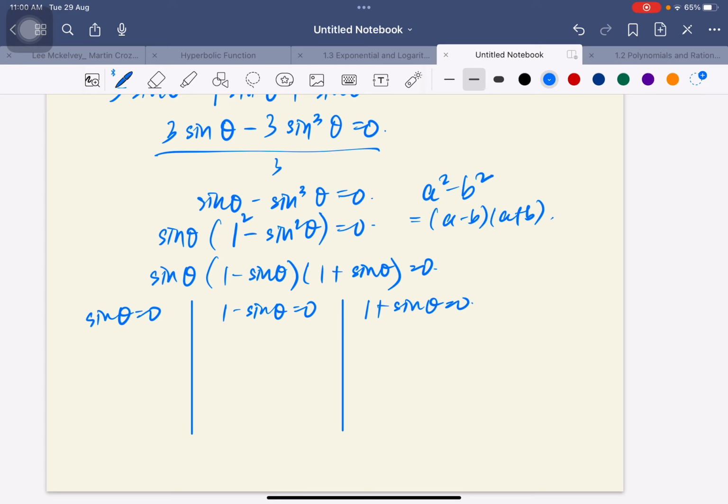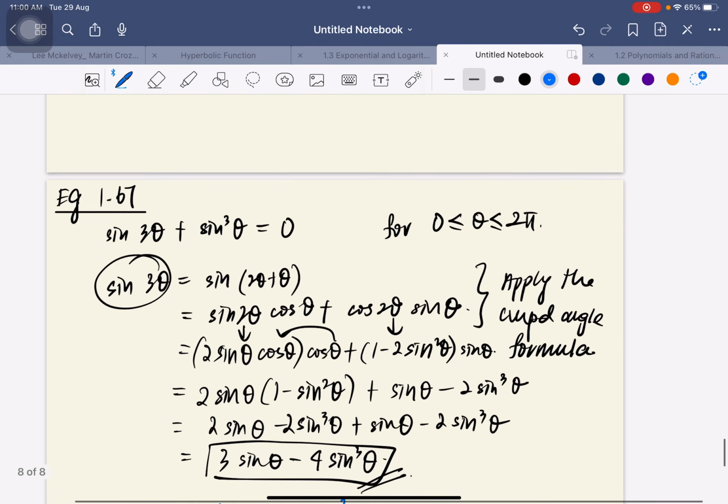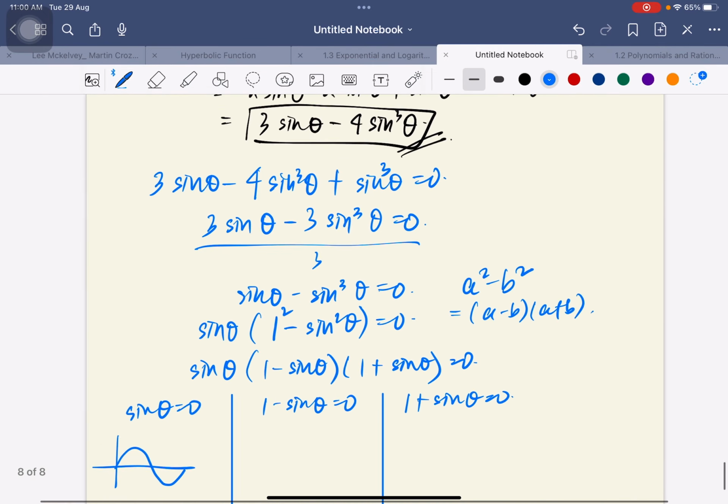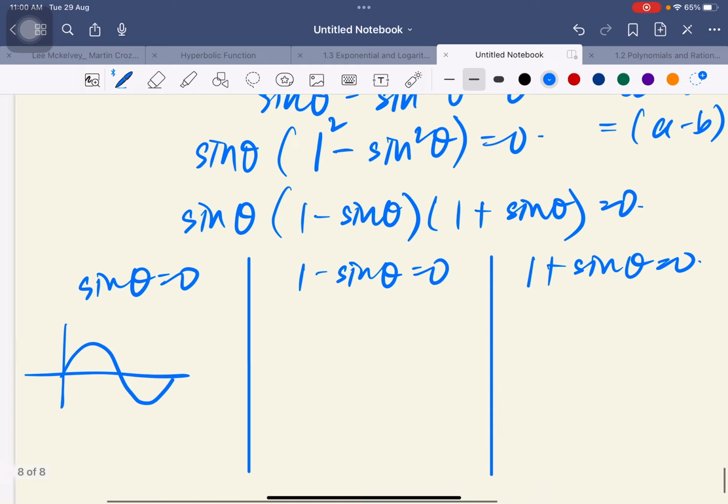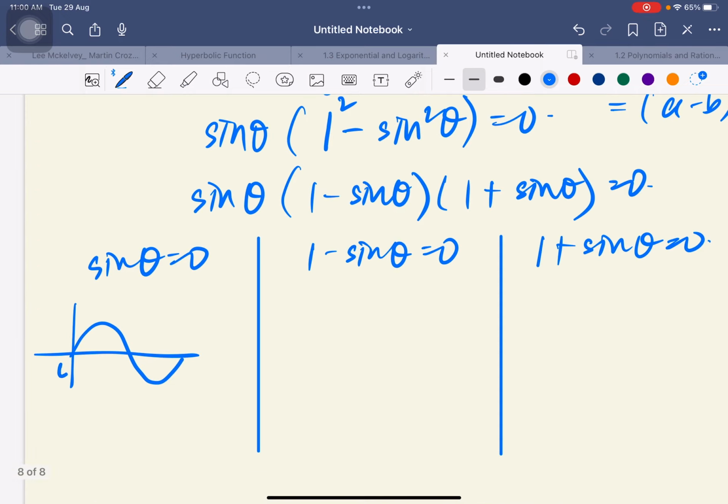Sin theta equals 0 is very simple. Just sketch out the graph for 0 to 360, right? For 0 to 2 pi, yeah. 0 to 2 pi, which is 0 to 360, just that it's in terms of radians. So this is 0 to 2 pi. So when sin is 0, it will be at this, this, and this. Sin theta is 0, which is 0, pi, and also 2 pi. This is 0, pi, and 2 pi, correct?